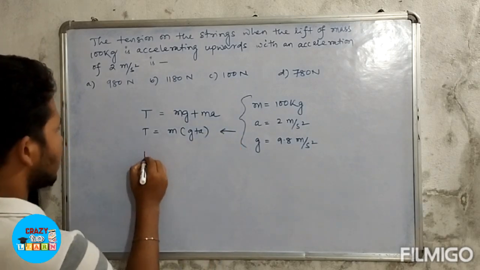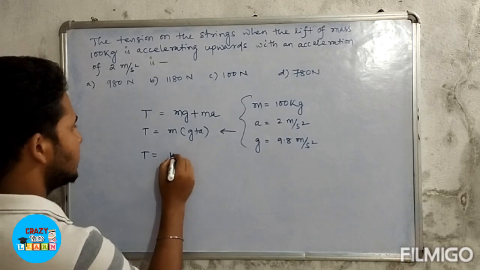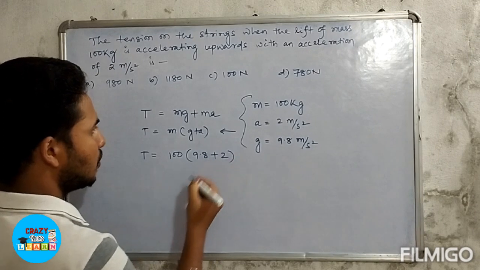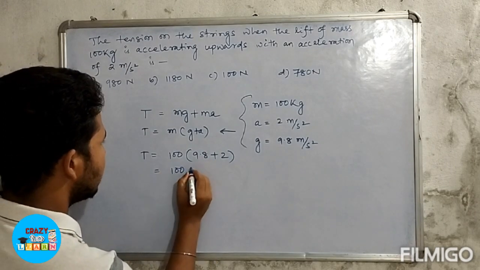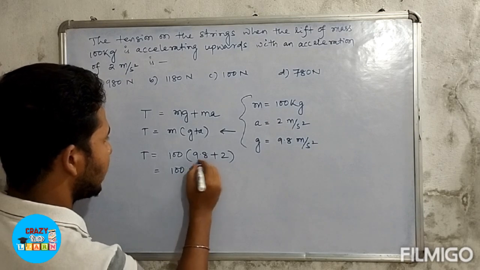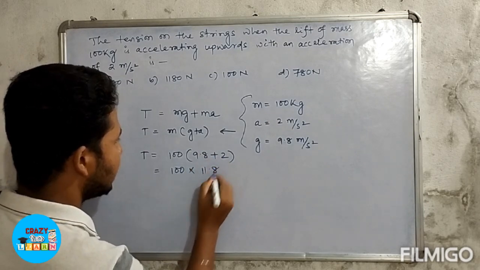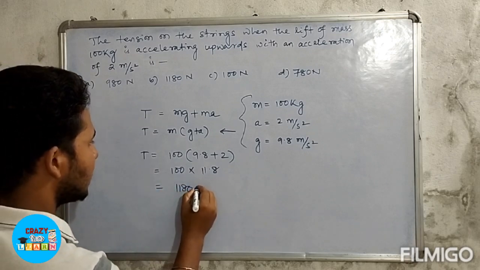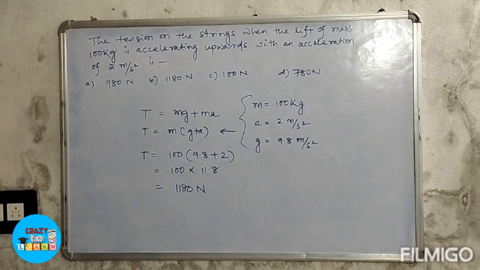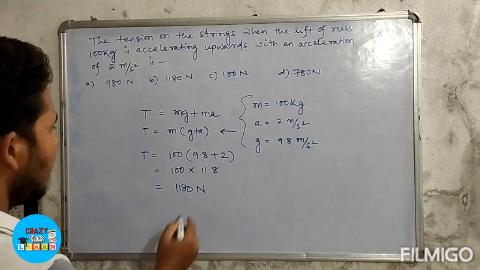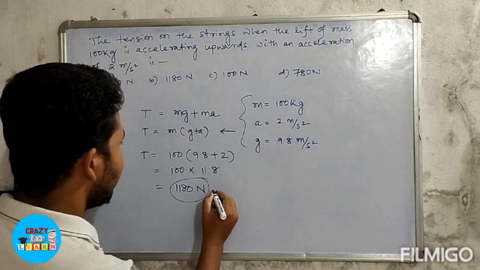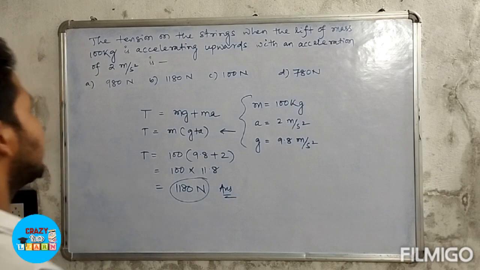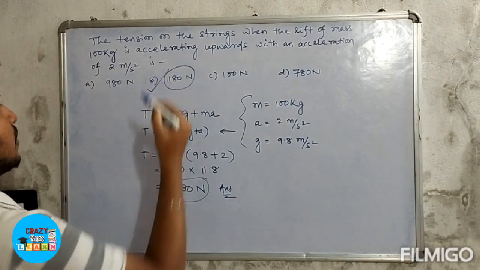It's very easy. So tension T is equal to mass, 100, into g, 9.8, plus acceleration, 2. So 100 into 9.8 plus 2, which is 11.8. 11.8 into 100 is equal to 1180, and the newton is the unit of tension. It's equal to the force. Okay, so the answer is 1180 newtons. So which is the correct option? Option B is the correct one. Clear?